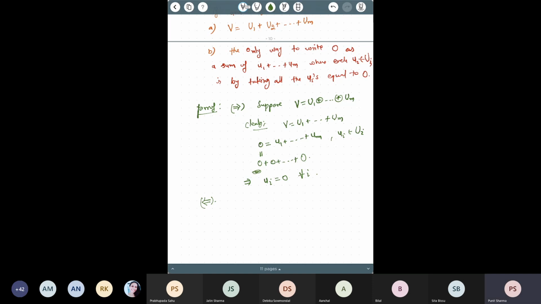So suppose that V is the sum of these Ui's, and the only way to write 0 as a sum of vectors from these subspaces is the trivial way. Using these two conditions, we have to prove that V is the direct sum of these Ui's. Now how do you do that? Can you give me some idea?